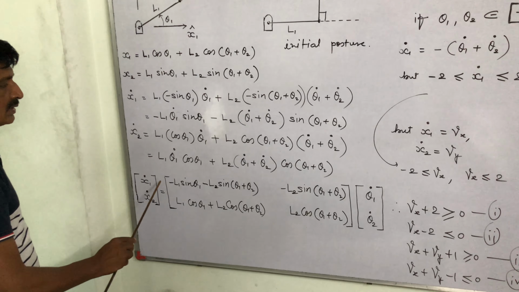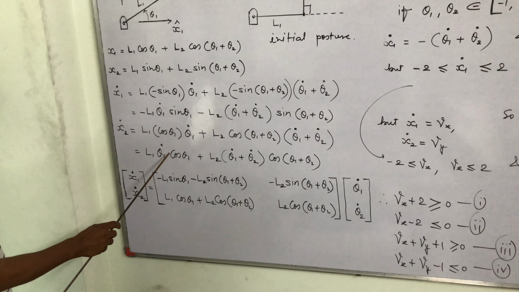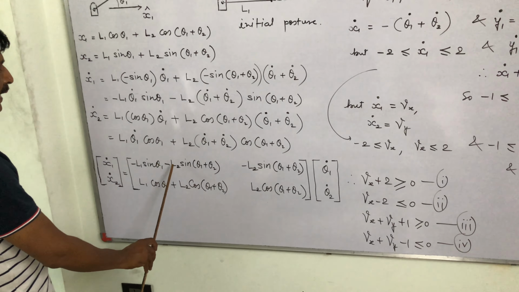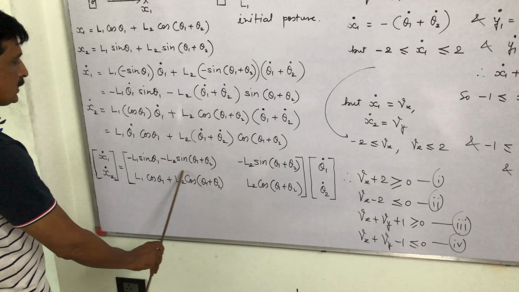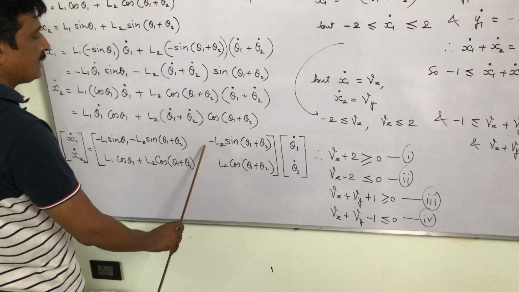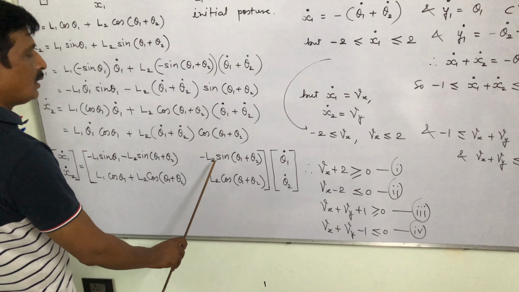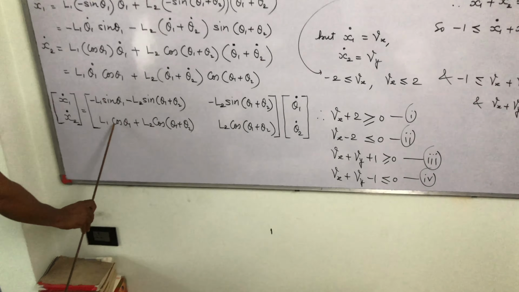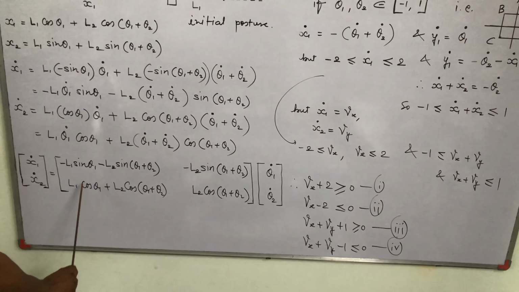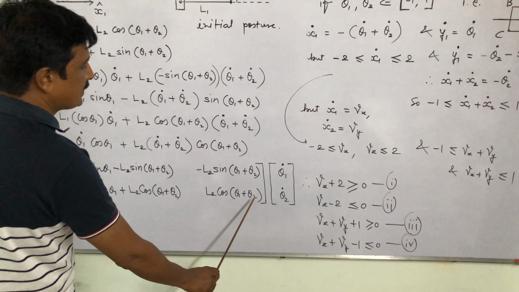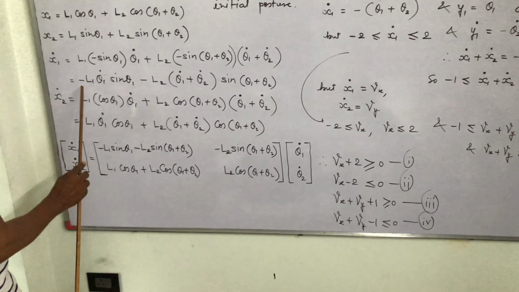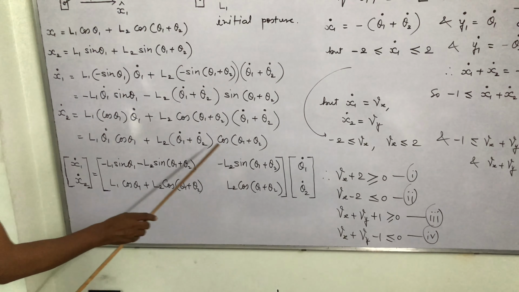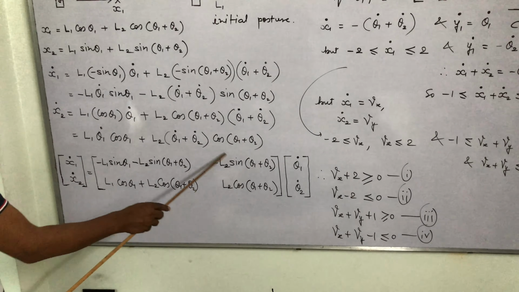So readjusting these two in matrix form, x1 dot, x2 dot equal to minus L1 sin theta 1 minus L2 sin of theta 1 plus theta 2. This is the first element of the first row, and this one is minus L2 into sin of theta 1 plus theta 2, the second element of the first row. This one L1 cos theta 1 plus L2 cos of theta 1 plus theta 2, and this one L2 cos of theta 1 plus theta 2, multiplied by theta 1 dot, theta 2 dot. So simultaneously we can write these terms in matrix form. This is the Jacobian matrix.